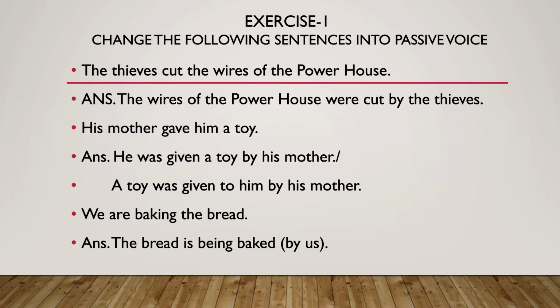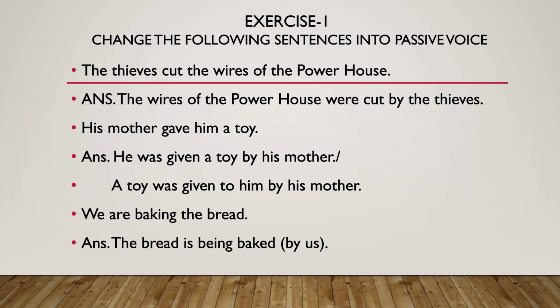I have tried to incorporate all kinds of sentences in this exercise so that if you have any doubt, that can be resolved here. The first sentence is, the thieves cut the wires of the powerhouse. So we need to identify 3 things. Number 1, who is the agent? Number 2, what's the action? And number 3 is the receiver.